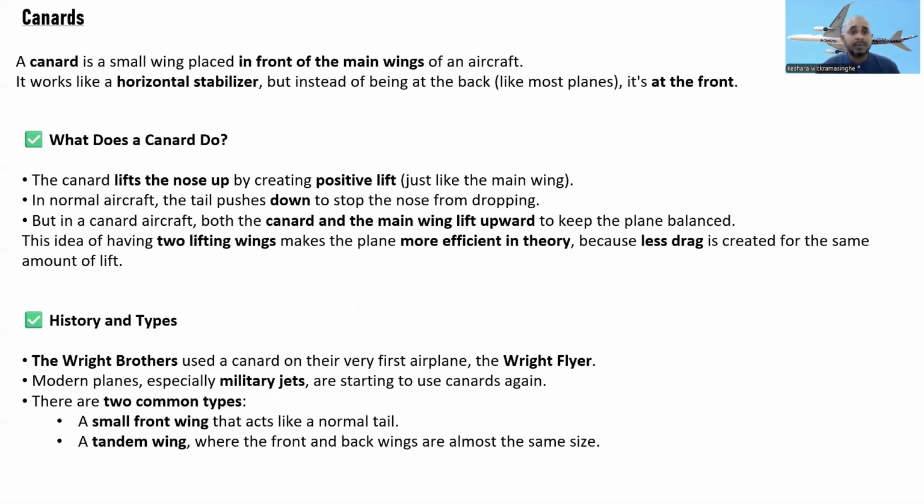In a normal aircraft, the tail pushes down to stop the nose from dropping. But in a canard aircraft, both the canards and the main wing lift upward to keep the plane balanced. The idea is that having two lifting wings makes the plane more efficient in theory, because less drag is created for the same amount of lift. As for history and types, the Wright brothers used the canard on their very first plane, the Wright Flyer. Modern planes, especially military jets, are starting to use canards again. There are two common types: a small front wing that acts like a normal tail, and tandem wings, where the front and back wings are mostly the same size.